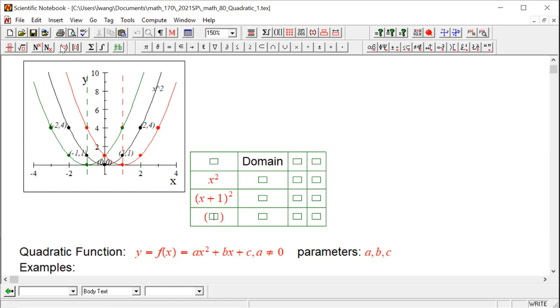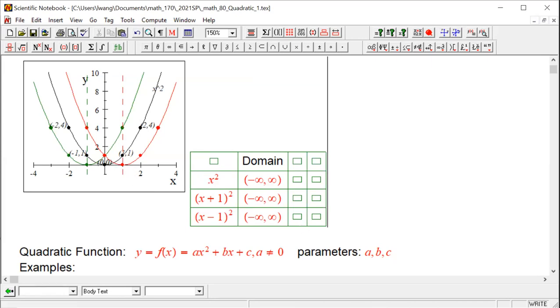And the other one is x minus 1 squared. The domain, of course, is all real. Let's look at the range.